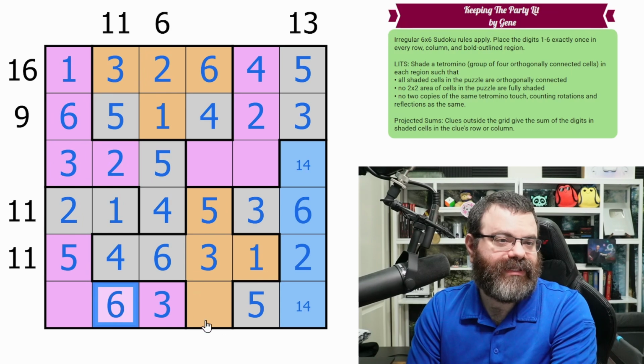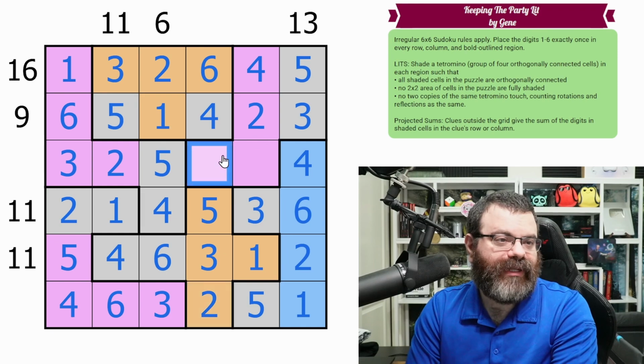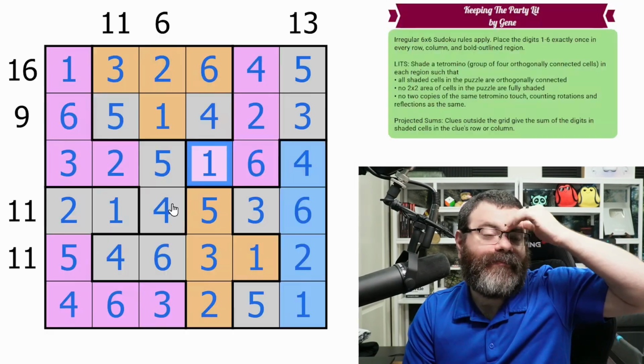This column finishes with a 6. This column finishes with a 4, giving us 1 and 4 here. We'll finish the row with a 2. And then last 2 digits are 1 and 6. Like that. All right. Cool.